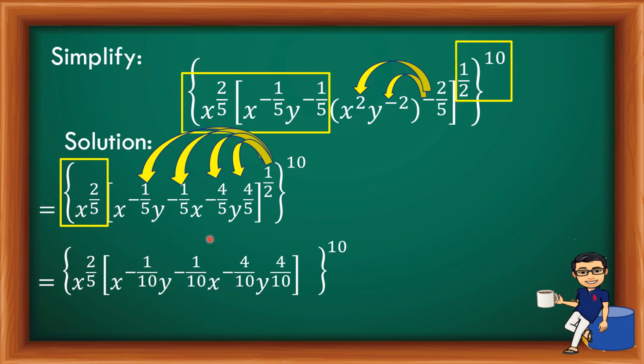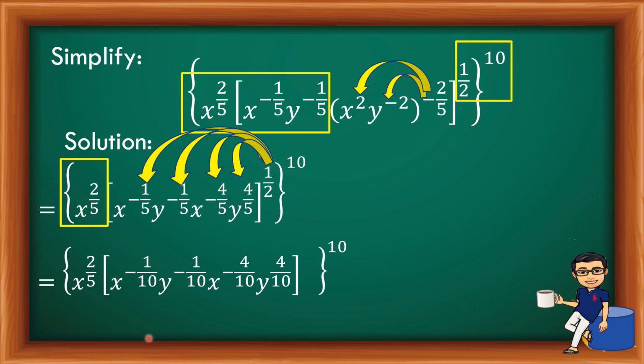Then for this x, negative 4/5 times 1/2. Negative 4 times 1 is 4, and 5 times 2 is 10. Negative and positive, so negative. Negative 4/10. This y, 4/5 raised to 1/2. 4 times 1 is 4. 5 times 2 is 10. So that's positive 4/10. So this will be the result. Then we just copy the 10. The 1/2 is gone, since we distributed that already.